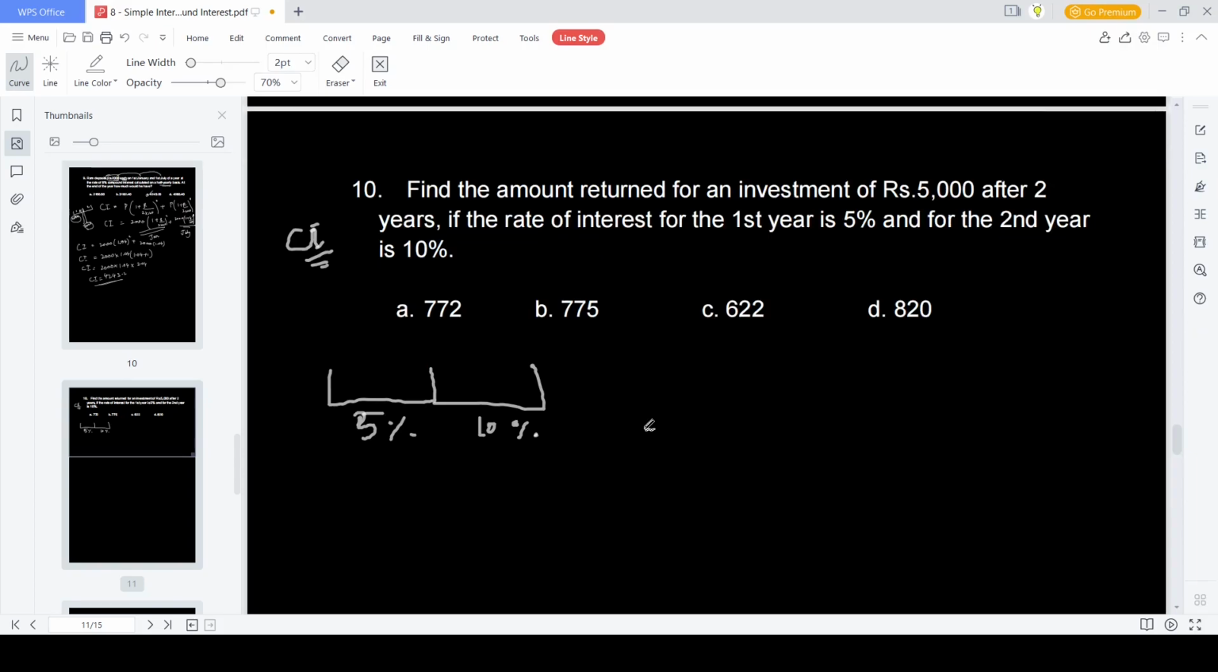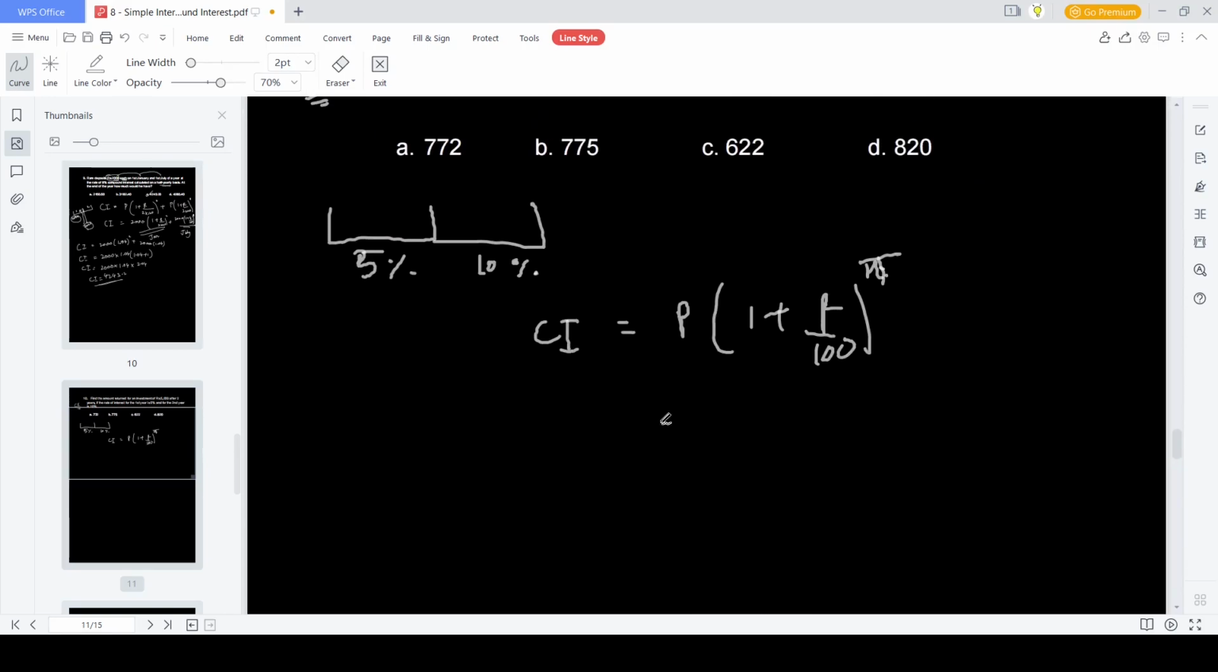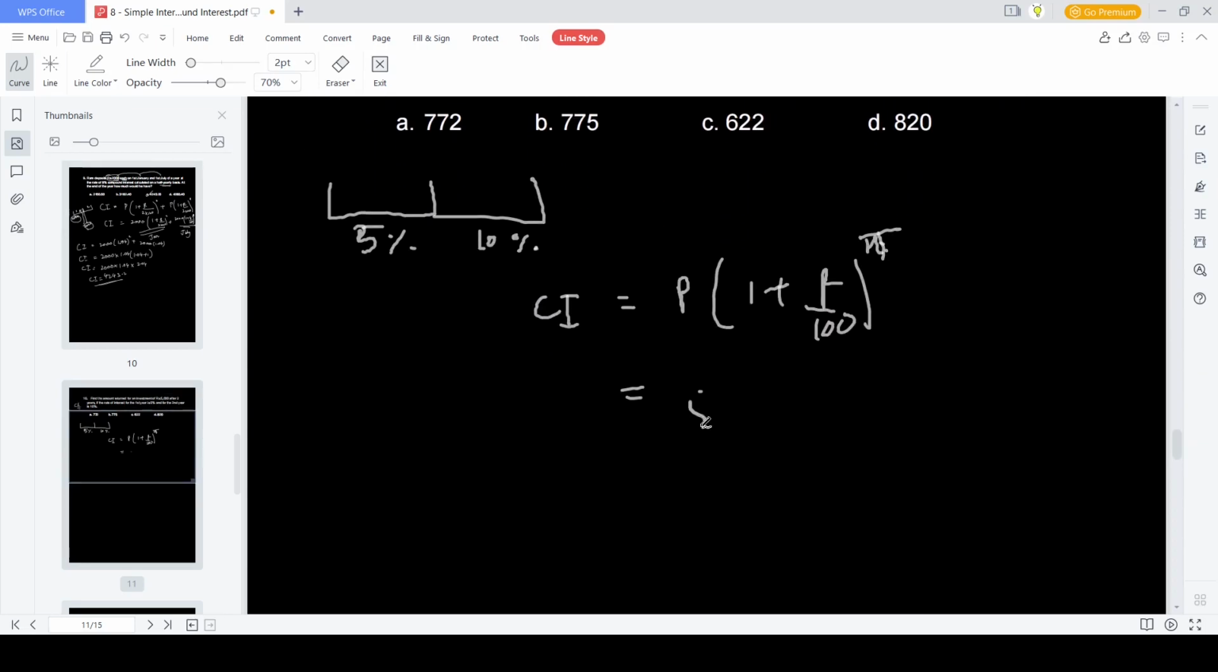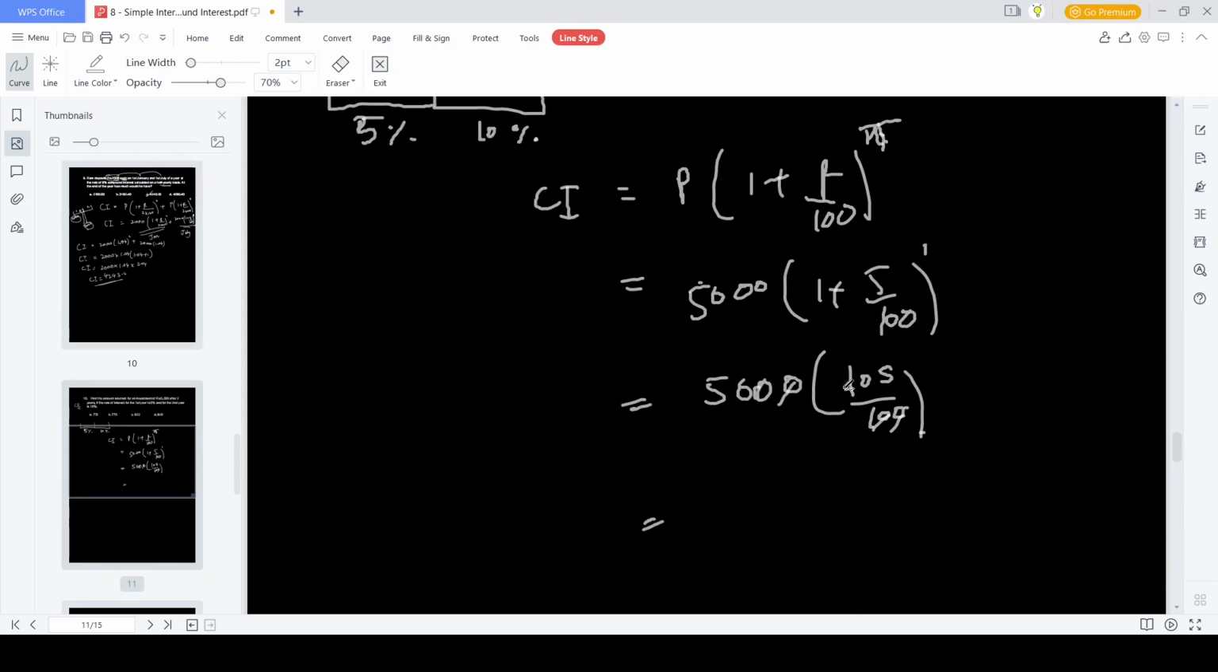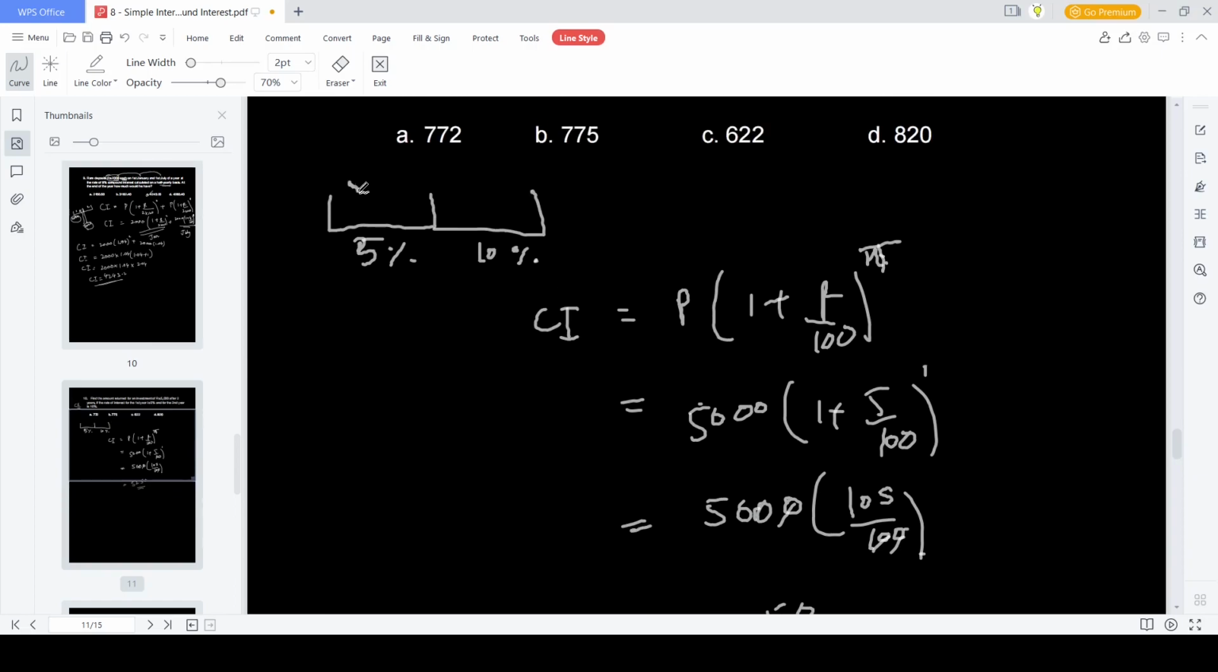So now let's calculate at the end of the first year how much amount he has. That is nothing but P into (1 plus r by 100) to the power t. Time is 1, principal is 5000. So 5000 into (1 plus 5 by 100), because 5 is the rate, to the power 1, which is nothing but 5000 into 105 by 100. The zeros cancel and this comes as 50 into 105, so 5250. This is the amount he has at the end of the first year.